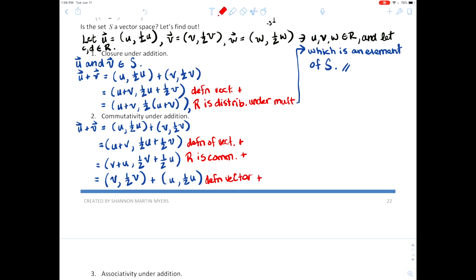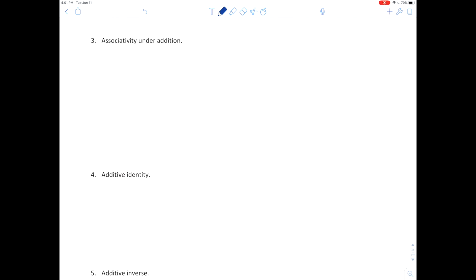And then bringing it home, what does that equal to? That will equal v plus u, which is what we were trying to show. Groovy? All right. For associativity under addition, we are going to need how many vectors?